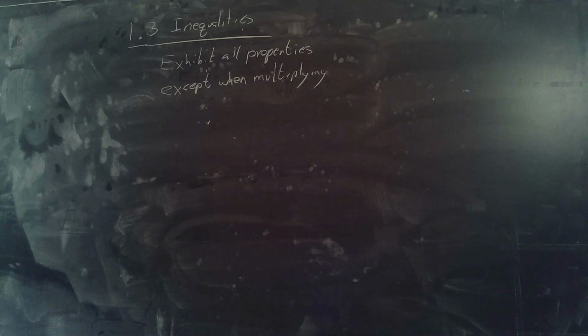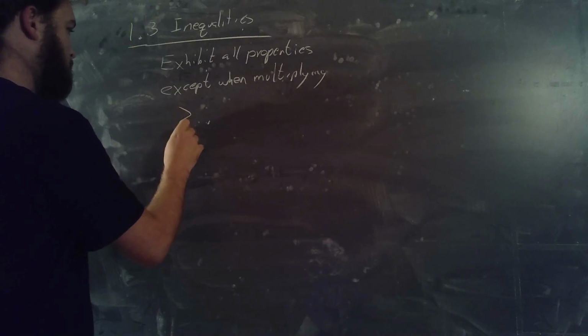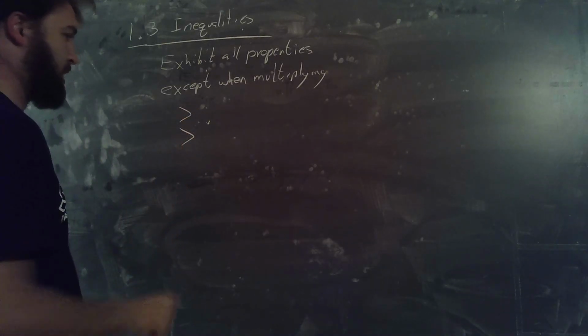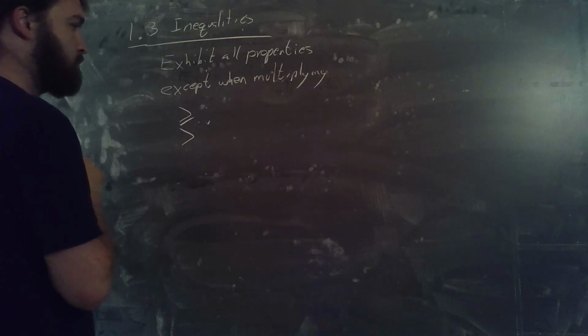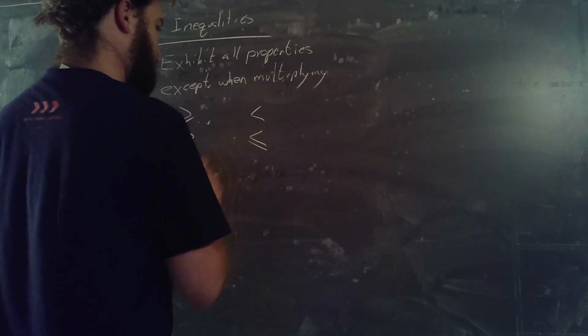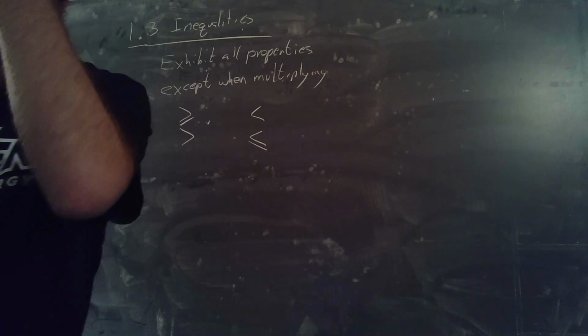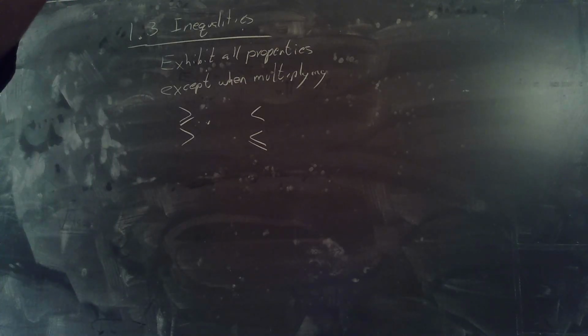So what exactly is an inequality? Inequality makes use of the symbols greater, greater equal, and less equal. And then a lot of times we're going to be asked to draw inequalities using the number line because of what it is that they represent.